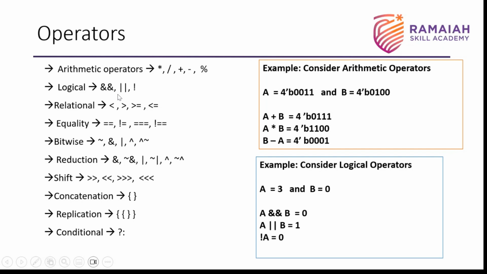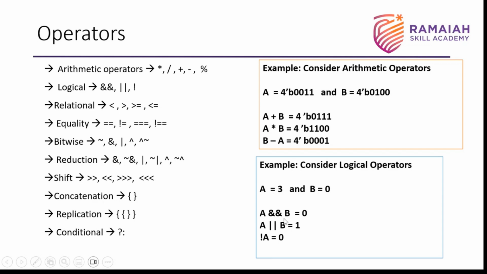For logical operators, what it does is, suppose the value of a particular variable is greater than 0, then it assumes it as logical 1. If it is 0, then it assumes it as logical 0. So here A is logic 1 and B is logic 0, right? Since A is greater than 0.